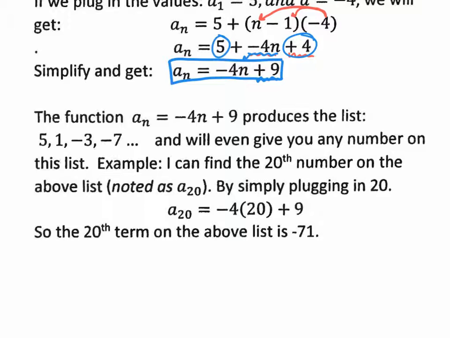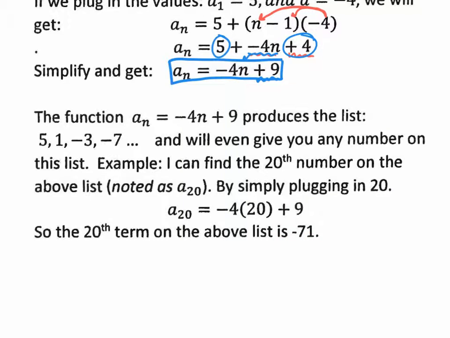And this machine will help you find any number you want on the list. For example, I could find the 20th number on the above list, and the notation for finding the 20th number is a sub 20. That's just a notation. And how do I find the 20th number? By simply plugging in 20. So a sub 20 equals, I plug in 20 right into the n. That'll be negative 4 times 20 plus 9. That'll give me negative 80. Negative 80 plus 9 is negative 71.